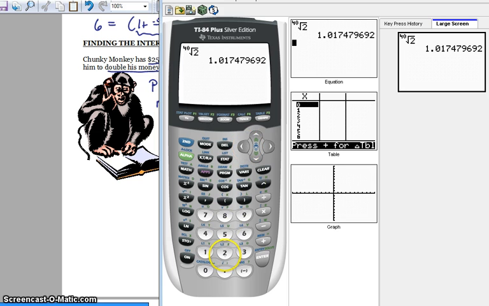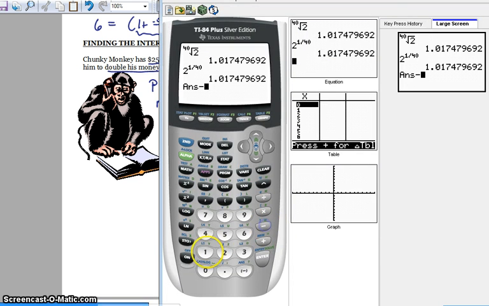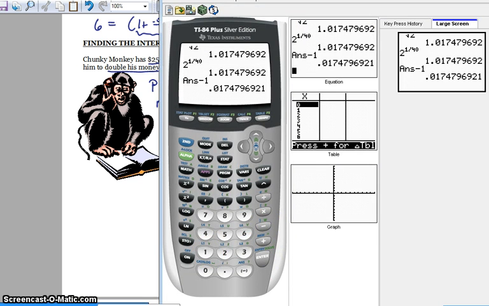Or you can take it to the 1 over 40 power, because the 1 over 40 power is the 40th root. So you can do 2 to the 1 over 40. Make sure if you have the old calculator, unlike mine, that you put parentheses around that fraction if you're doing that. And again, you get the same answer. We get about 1.017. And again, I'm keeping it stored in there. This is not an actual answer, it's a rounded answer. So then subtract 1.